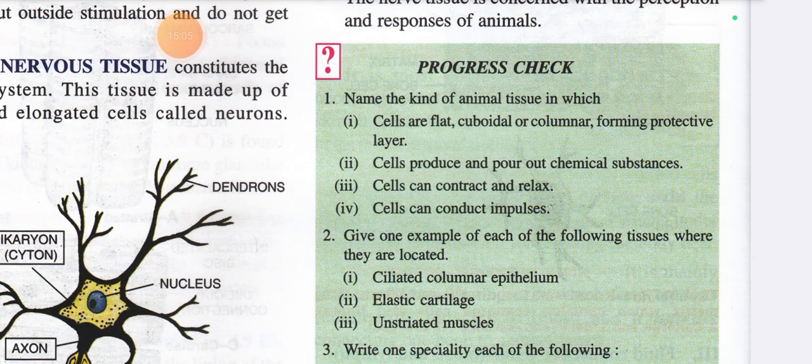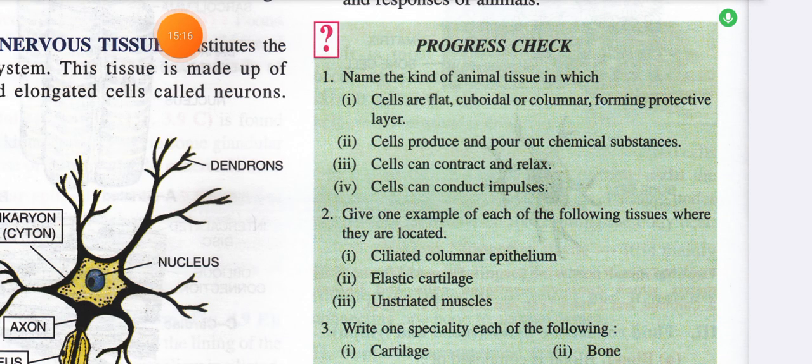Now this is the progress check. Name the kind of animal tissue which is flat, cuboidal, columnar and forms a protective layer. Epithelial. Cells produce and pour out chemical substances. Cells contract: the third one is muscle cells. Cells can conduct impulses: the fourth one may be nerve cells. And cells produce and pour out chemical substances.